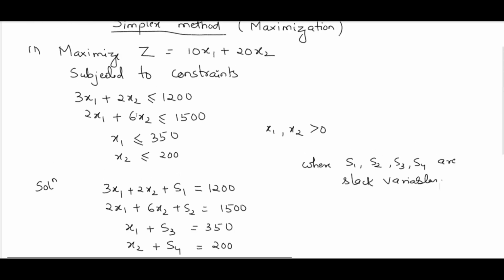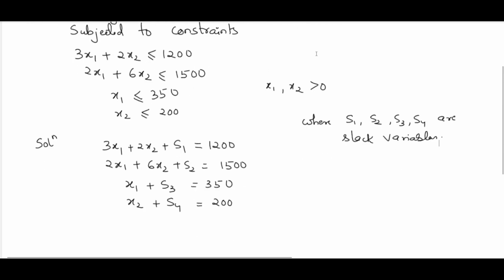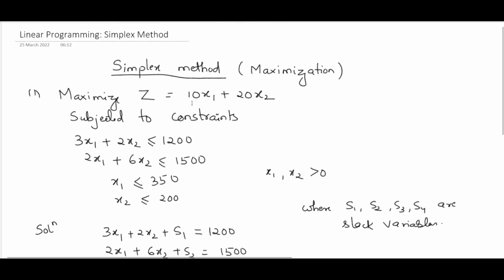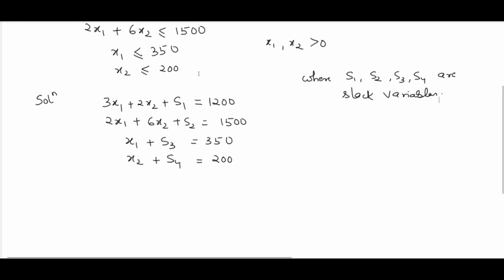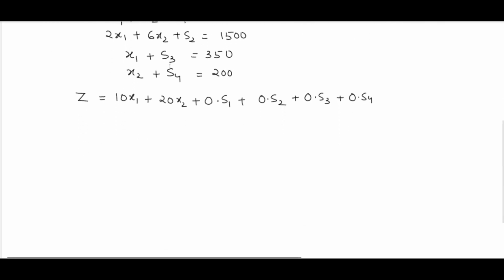And now we can add Z. Slack variables have no value, so we give them 0 coefficient. So now we can arrange Z also in terms of slack variables. Z is equal to 10x1 plus 20x2, as it was given to you, plus 0s1 plus 0s2 plus 0s3 plus 0s4. So this is the equation we have got for Z.